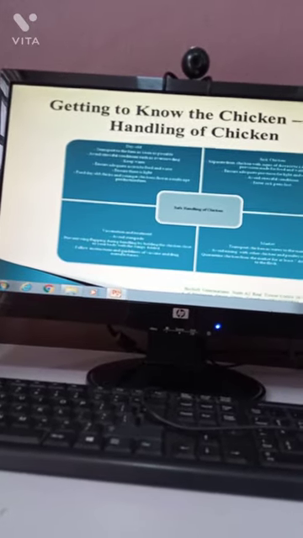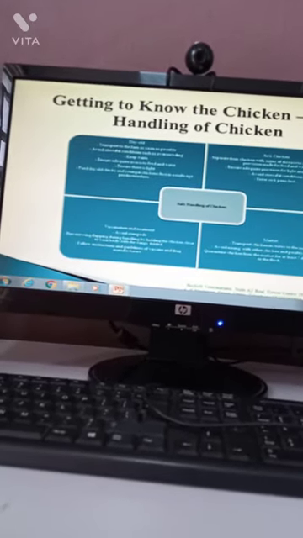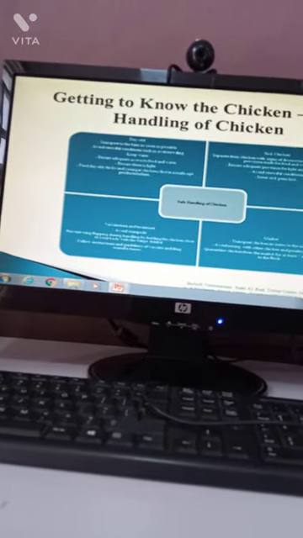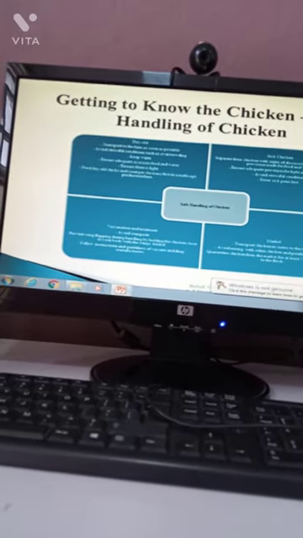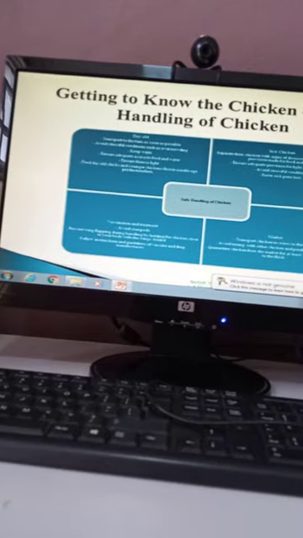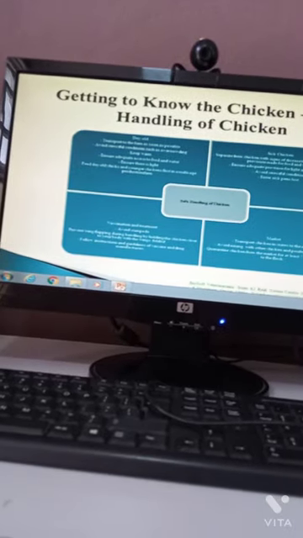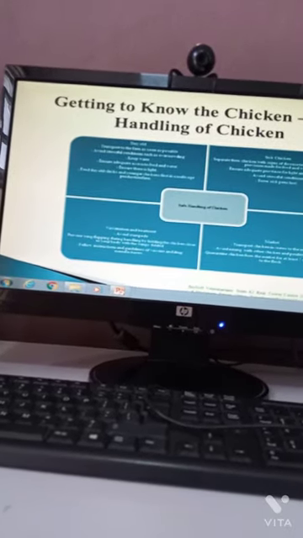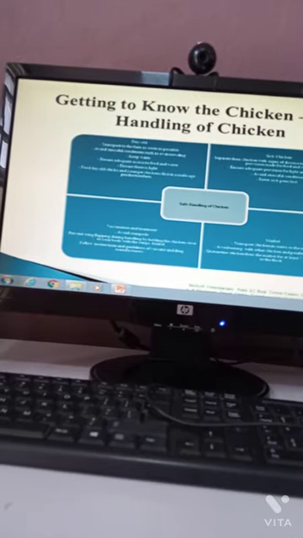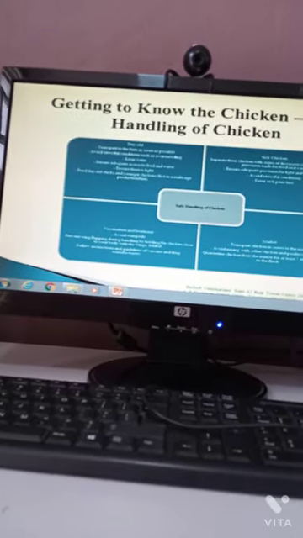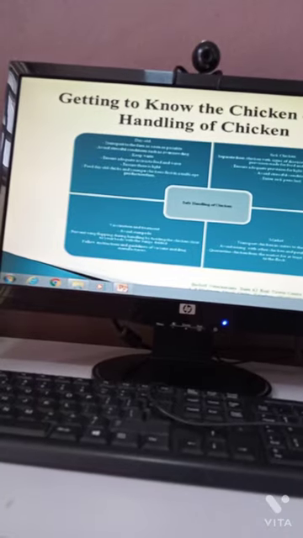You should prevent them from flapping their wings during handling by holding the chicken close to your body with the wings folded in a natural way. Follow the instructions and guidelines of vaccine and drug manufacturers during the vaccination exercise.